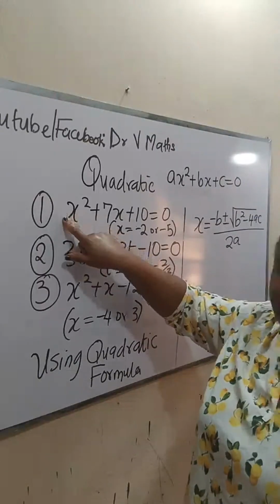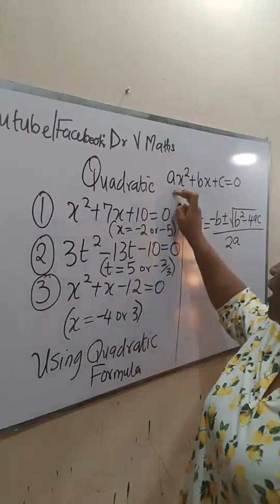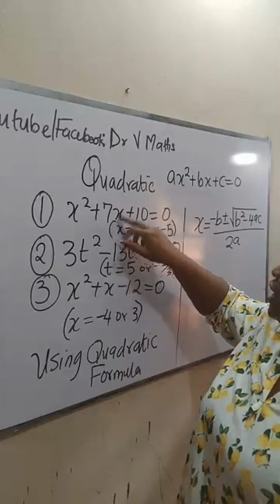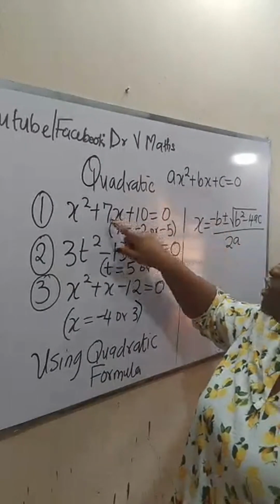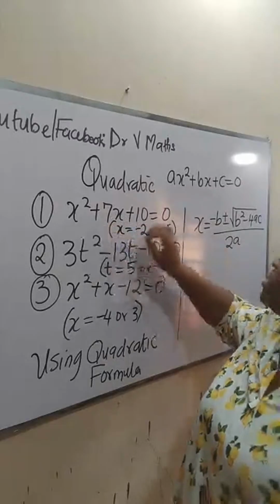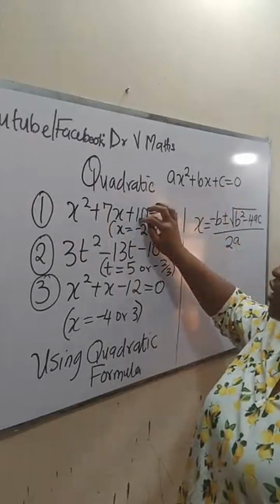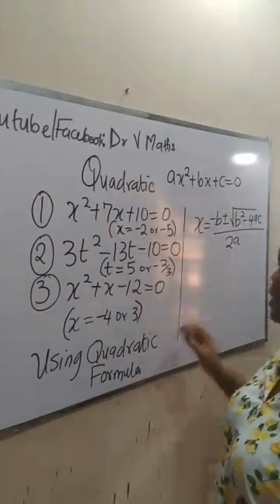The coefficient of x squared here is 1, so our a is 1. This is bx and this is 7x, so our b here is 7. The constant here is c, so our c here is 10. That is how you get it.